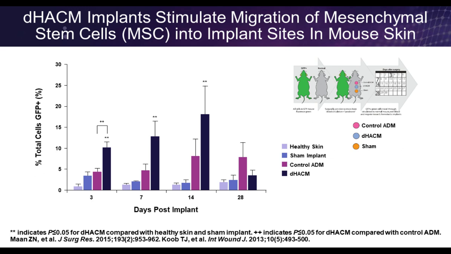So this really gives the physiological data that supports the concept shown in the previous slide, where the active growth factors and cytokines from the dehydrated human amnion membrane can cause mobilization and migration of the host's mesenchymal stem cells from the bone marrow into the area of the membrane implant.